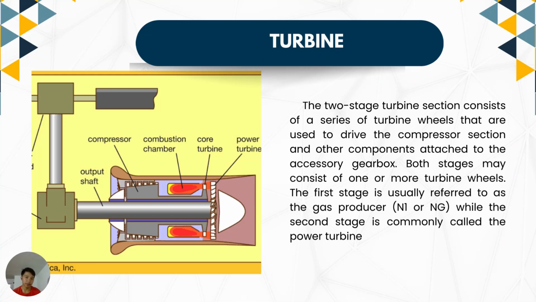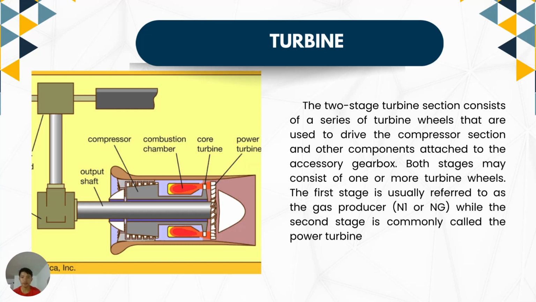Next is the turbine. In a helicopter, the turbine plays a crucial role in converting the energy from the combustion process into mechanical power to drive the rotor system. The turbine typically consists of two main sections: the N1 or NG turbine, and the power turbine. So the first section is the N1 or NG turbine.